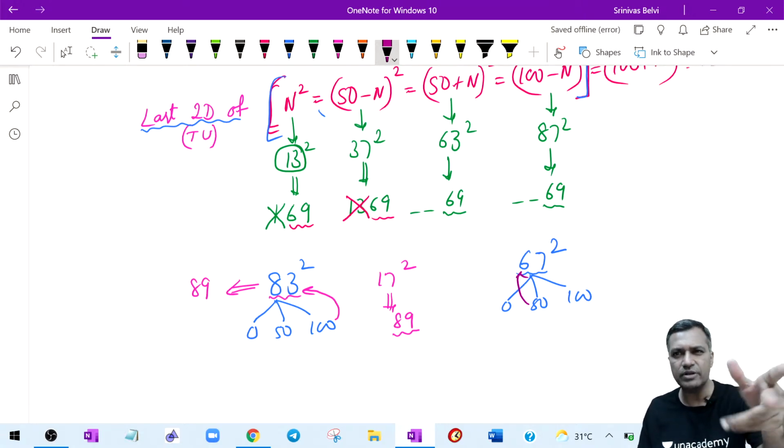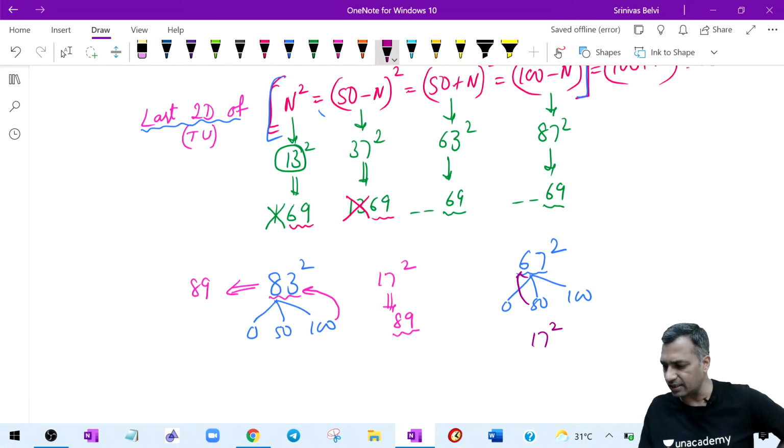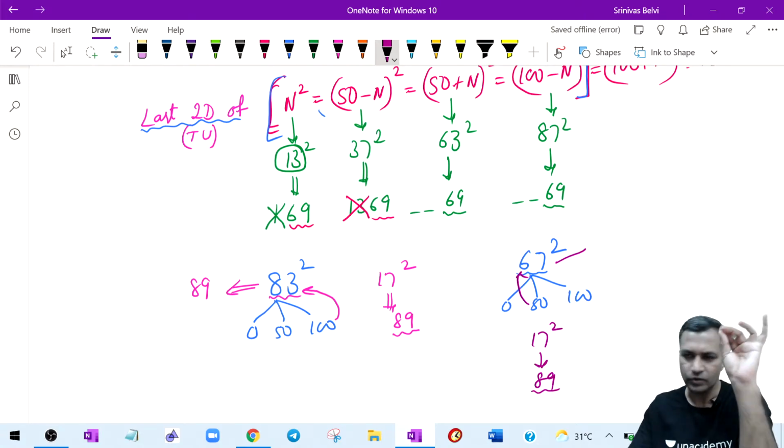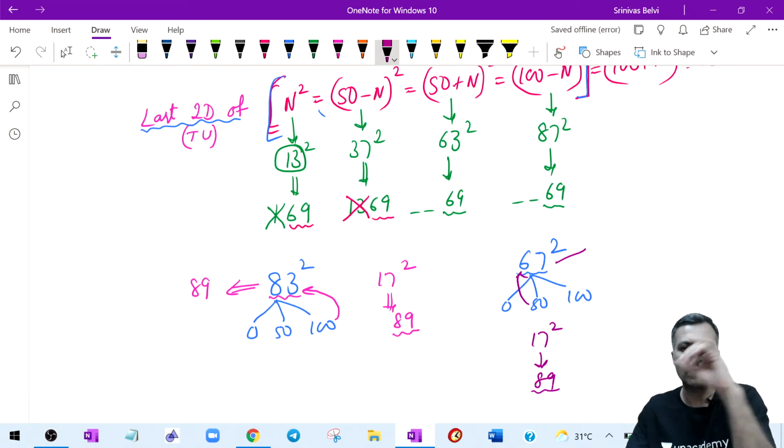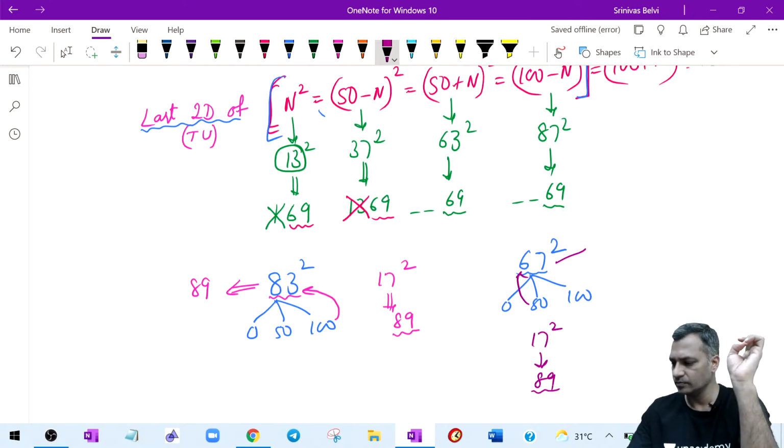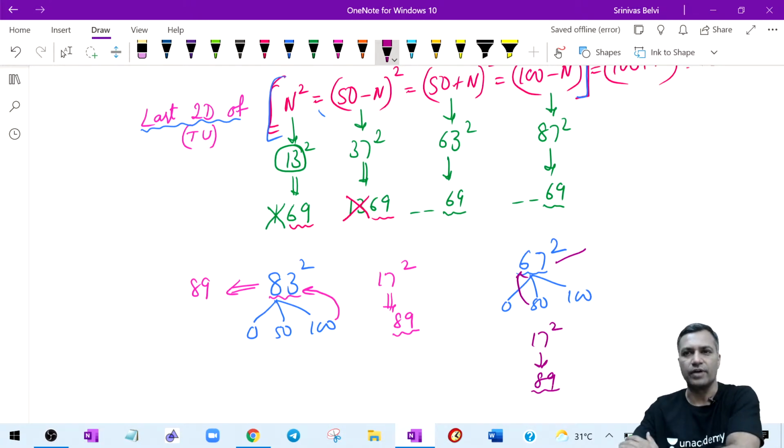Positive deviation, negative deviation, doesn't matter. Simply take the deviation. What is the deviation? 17. Fair enough. Therefore, the last two digits of 67 square are as good as the last two digits of 17 square. Again, it is nothing but 89. Okay, you got the point? Now, shall we go to the model? We'll apply this in the model. How to find the last two digits of any number? You just have to know the squares till 25.